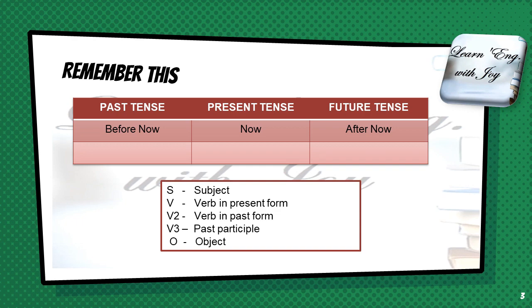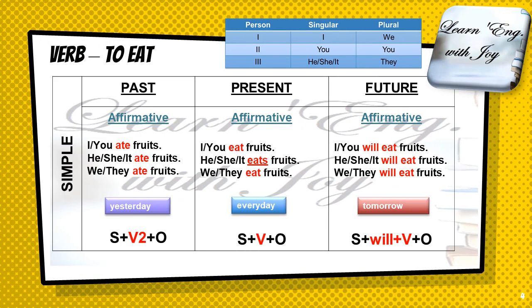So let's begin with the simple tense. Here is the simple tense, which is a category of verb tense, and it covers the simple present tense, the simple past tense and the simple future tense. As I have said, we'll begin with the present tense, that's now. Before now, that's the past tense, and then we'll end with the future tense.